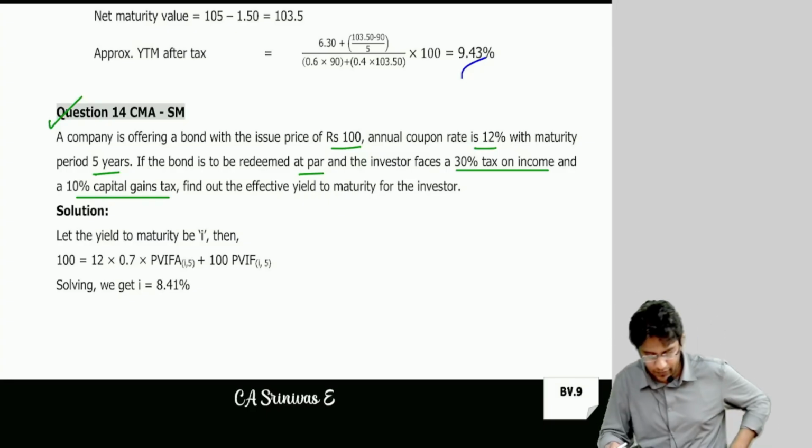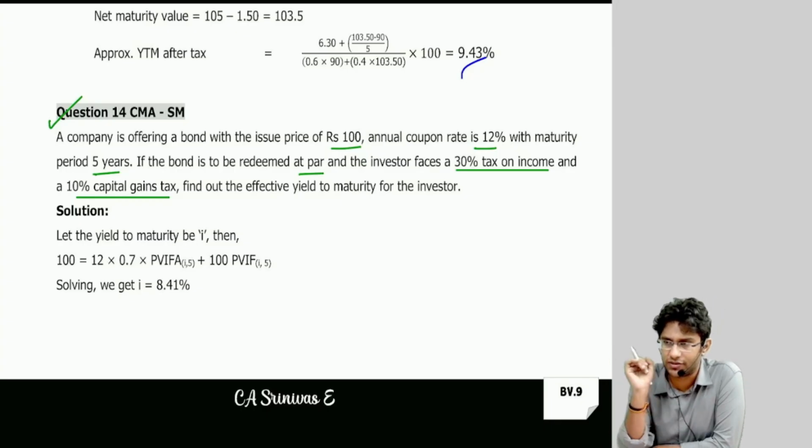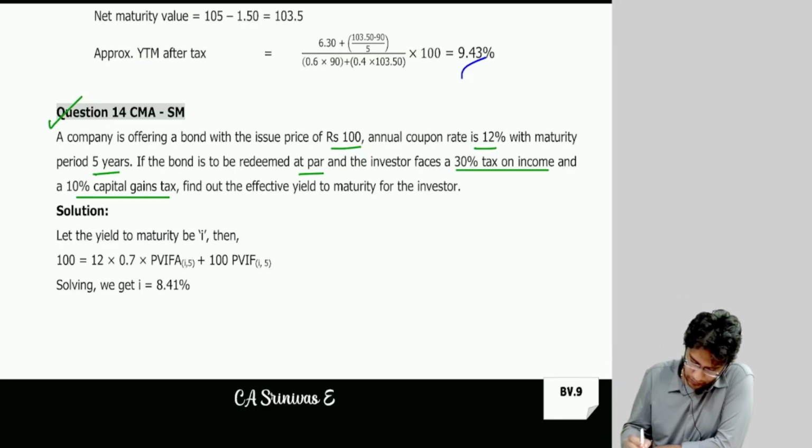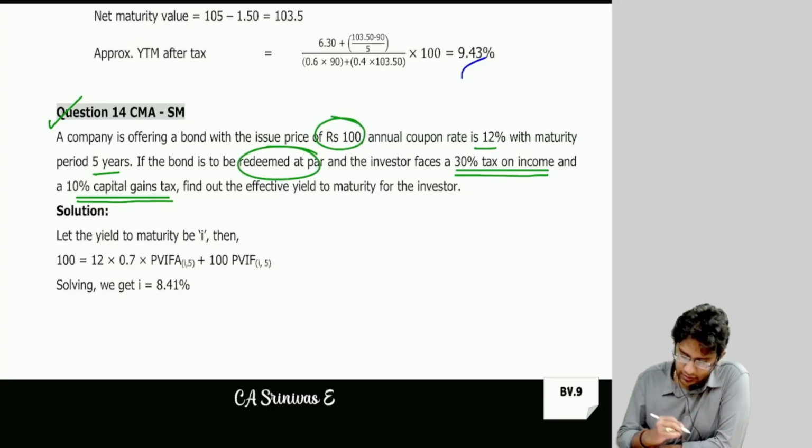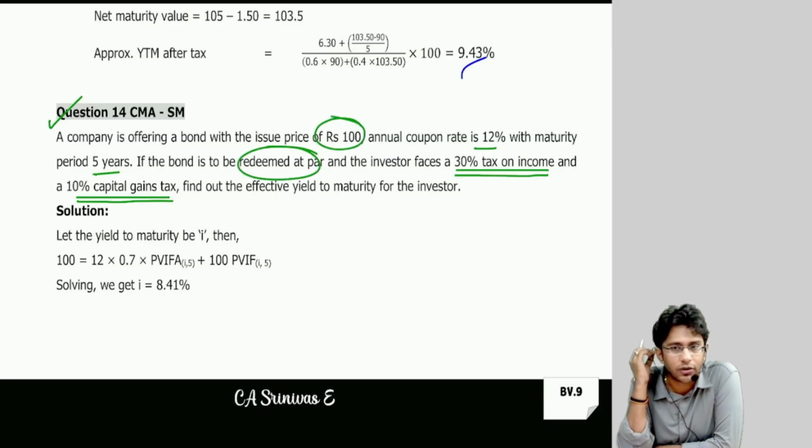Carefully observe. This sum is similar to the previous sum. Now, 30% tax on income and 10% capital gains tax. Carefully observe, sir. The bond is issued today at what price? And the bond is also redeemed at par, which means 100, which means the capital gain is 0. So the capital gain tax is 0. Your YTM now comprises only of coupons, and coupons are taxable at 30%.